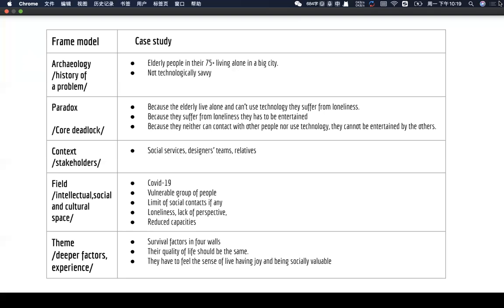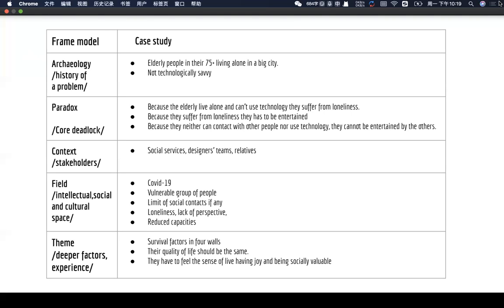not technologically savvy. Then we move on to the identification of a problem through paradoxes until we track the core paradox or deadlock in the decision making. We provided several examples of because statements which could be developed and finally should lead to the core paradox. The next step is then exploration of the context, namely key stakeholders who have been involved in the situation. They are social services, designers, teams, and relatives in our case.